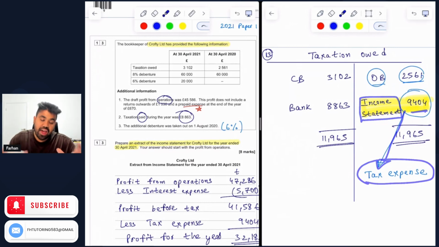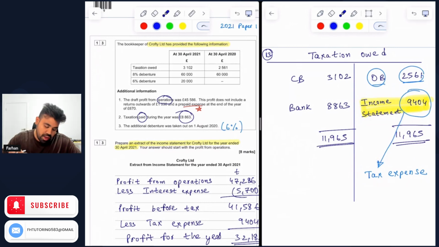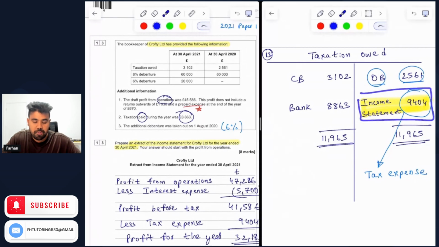So this is the exact tax expense for the financial year ending 30 April 2021, which is £9,404. Also think about this from another perspective. You see how this amount for tax expense is shown on the credit side of the taxation liability account. Why is this shown on the credit side? This is because if we owe more taxes to the government, then that's going to increase our liability.